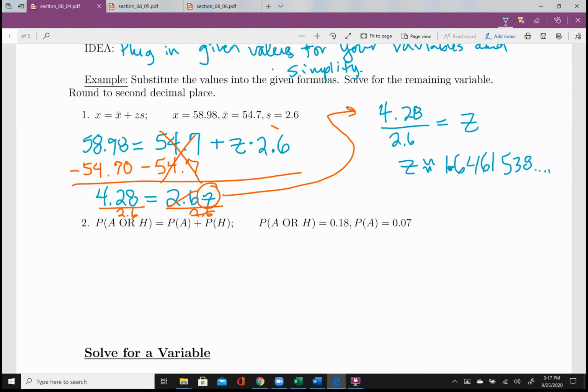So it's my job to recognize that the instructions say to round to the second decimal place. So I'm going to focus on the second place value after the decimal, but then check in with the neighbor, the next place value to the right. And since it's a 6, that's going to bump my 4, which is in the hundredths place that I'm rounding to, up by 1. So that means my final answer should be z equals 1.65.